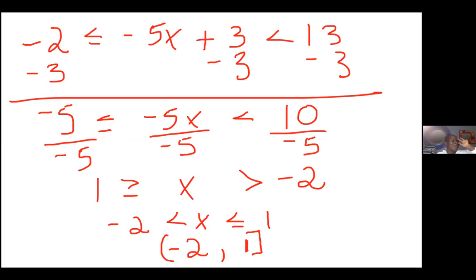Now, take a moment, guys, look at this. Ask this question to yourself. If I were to see this problem on a test, would I be able to solve this and get the correct solution? If you can't, you should be asking a question.